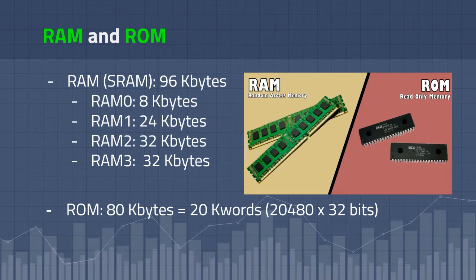The MC1322x contains 80 kilobytes of ROM, which is 20 kwords. The ROM contains the bootstrap code that allows the device to boot up. It also contains instructions for resetting the device and for all external communications the chip might make.